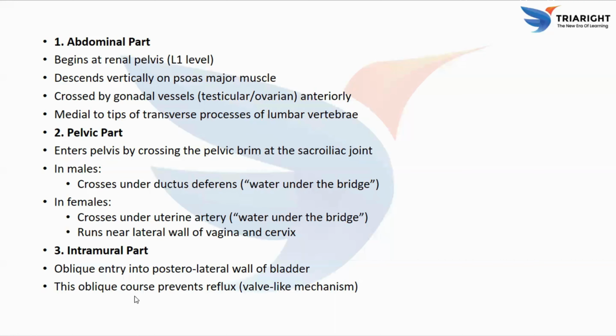The third part is the intramural part. It is a short segment inside the bladder wall. Intramural means inside the wall. This is the final short segment of the ureter that passes through the bladder wall. It has an oblique entry into the posterolateral bladder wall. It enters the bladder at an angle and is located at the posterior lateral side, the back and side area. The oblique course prevents urine reflux.